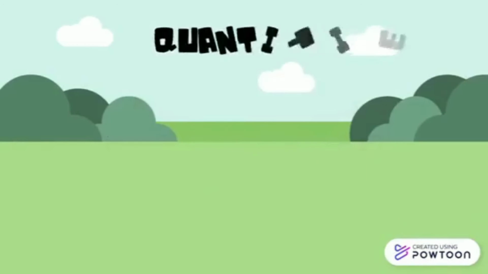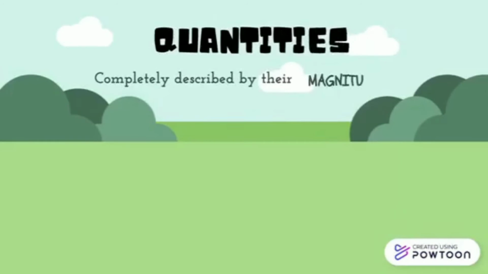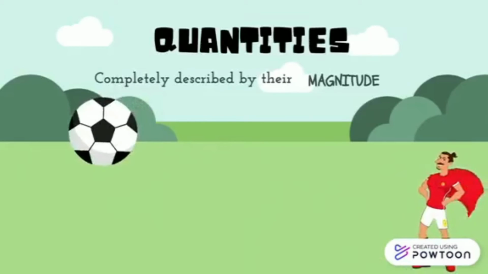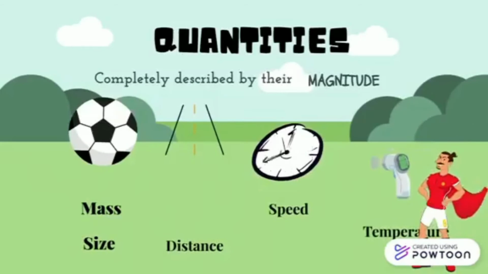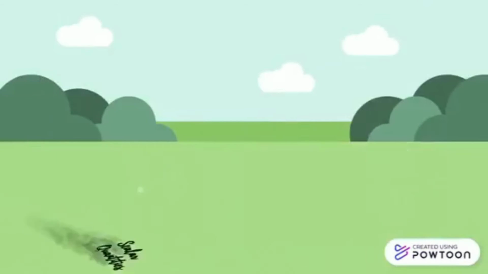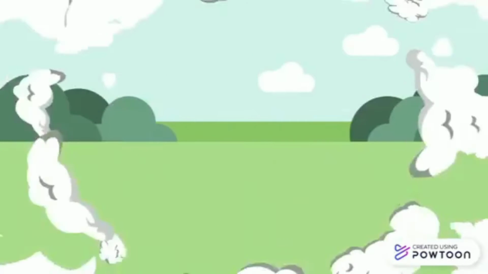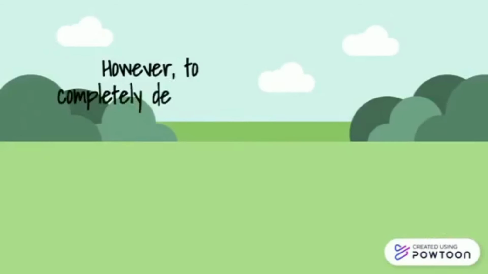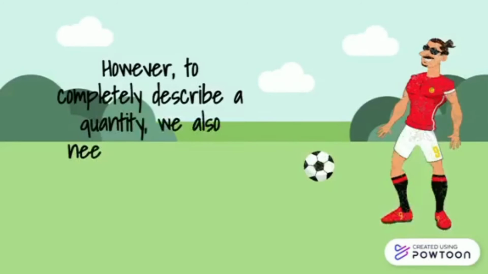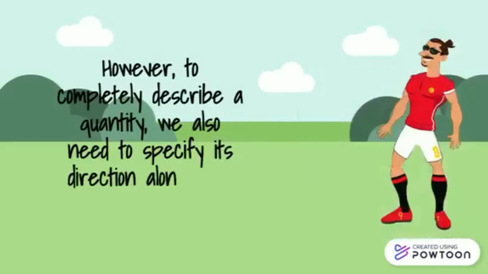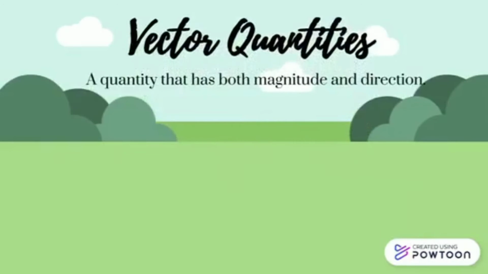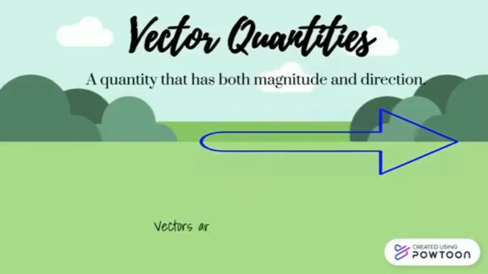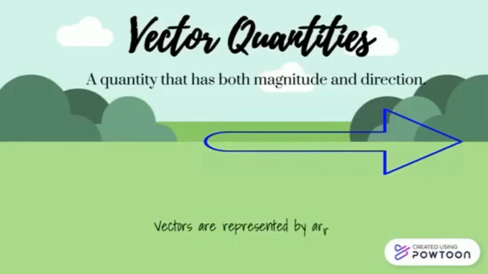Some quantities are completely described by their magnitude, whether it be mass, size, speed, distance, or even temperature. An example of that are scalar quantities. However, to completely describe a quantity, we also need to specify its direction along with its magnitude. Vector quantities are quantities that have both magnitude and direction.